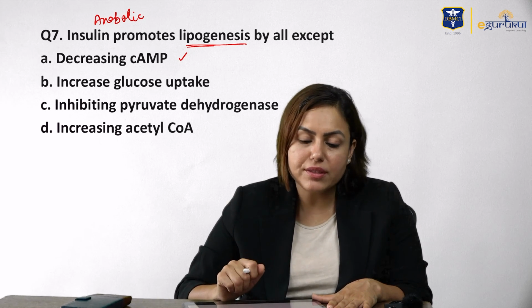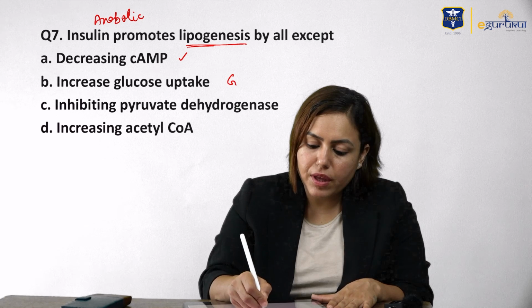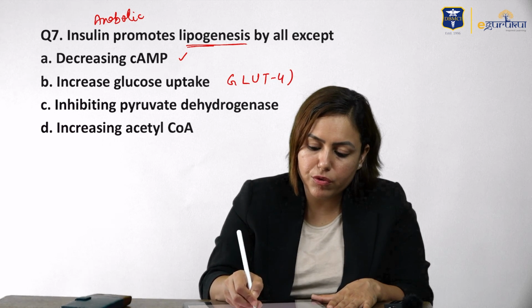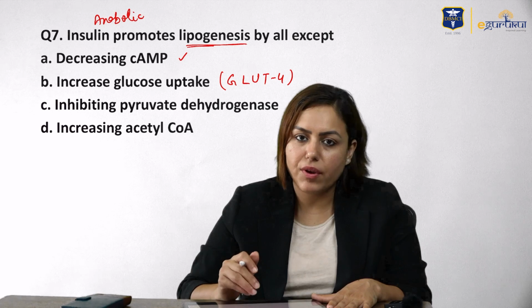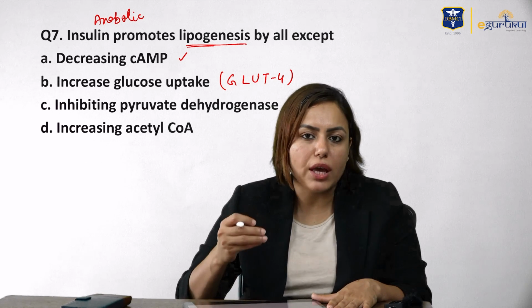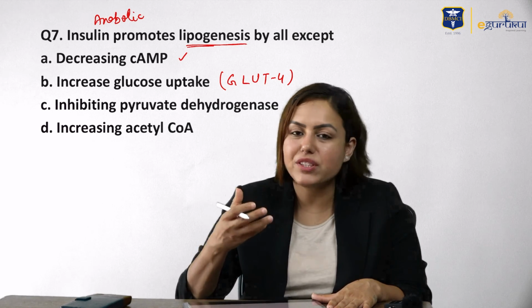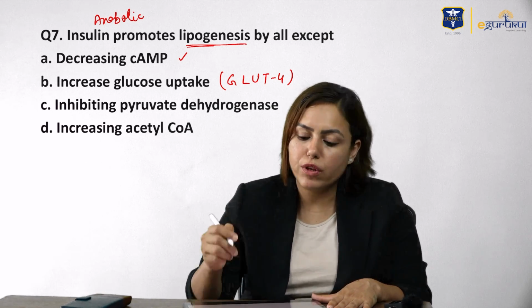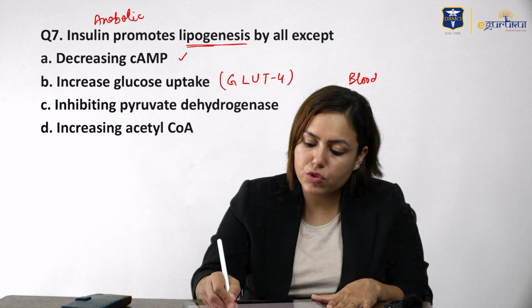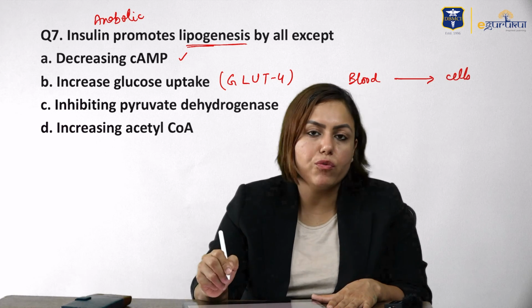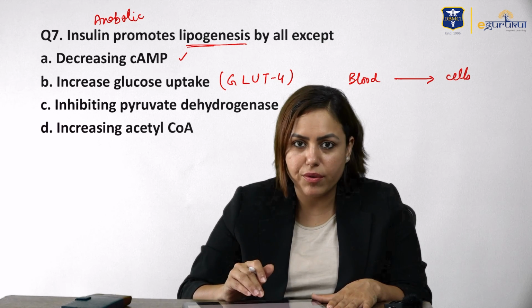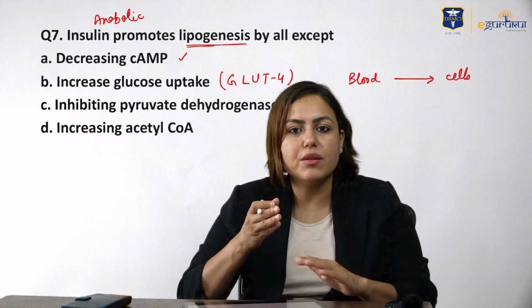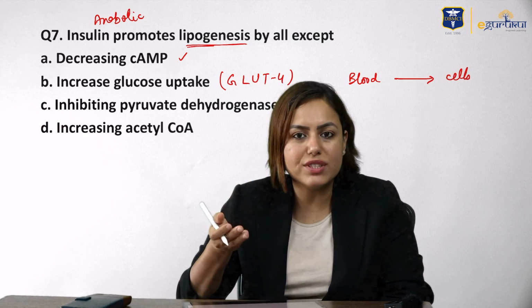Then insulin increases glucose uptake. Yes, with the help of GLUT4 present on peripheral cells, adipose tissue, muscles, right? So the GLUT4 channel will be opened in the presence of insulin, and glucose will go from blood to cells with the help of GLUT4, which is activated by insulin. So insulin decreases the blood glucose, but it will give glucose to the cells, right?